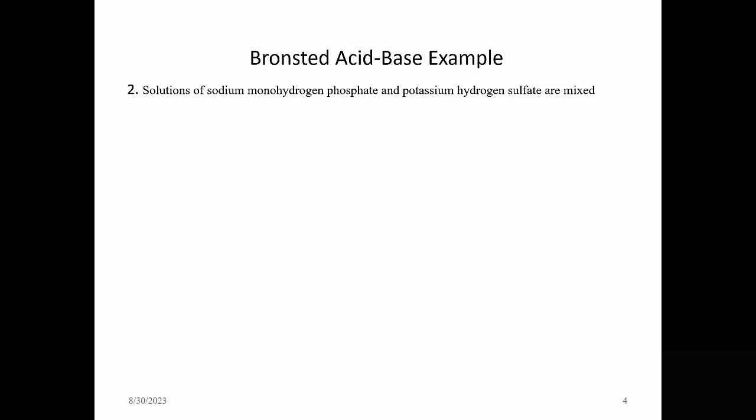Now, there are some reactions that look like metathesis, double replacement, but in reality, they aren't going to be metathesis. So this is an example here, sodium monohydrogen phosphate. So sodium is a +1. Monohydrogen phosphate is a -2. And so we'll need 2 sodiums for every monohydrogen phosphate. And potassium hydrogen sulfate. Hydrogen sulfate is also known as bisulfate. And so this is potassium bisulfate.